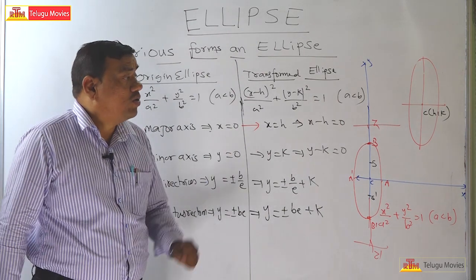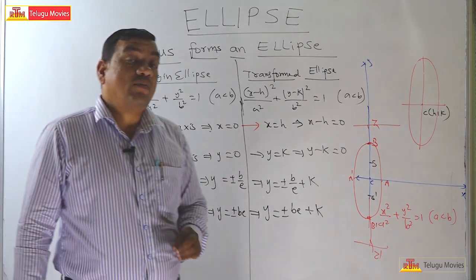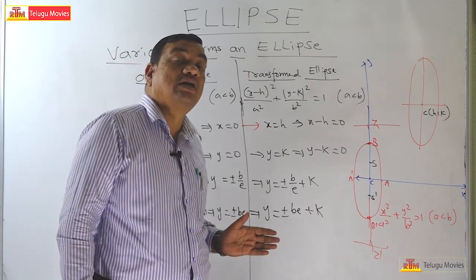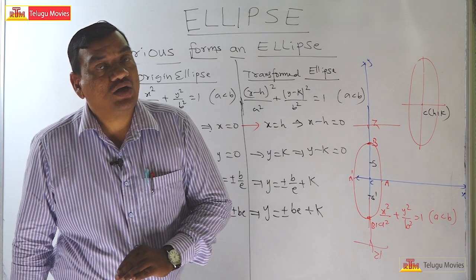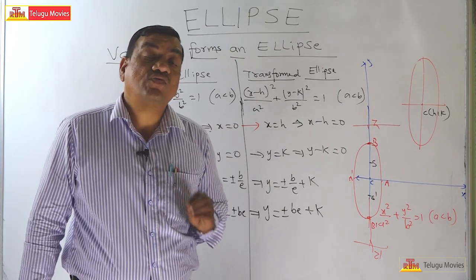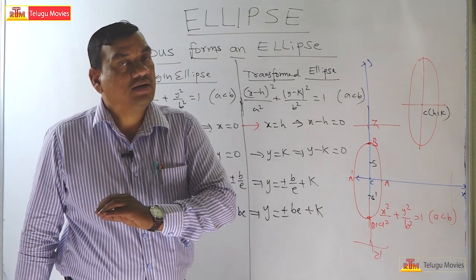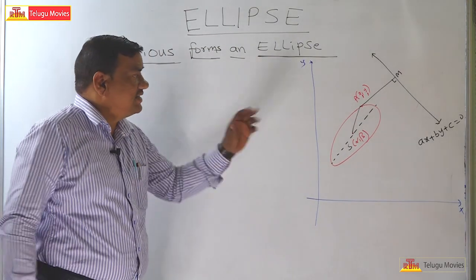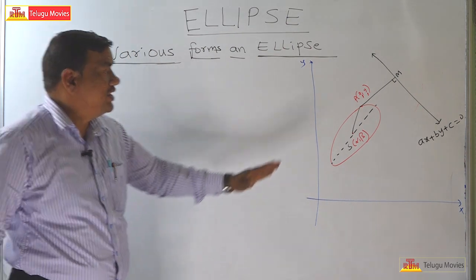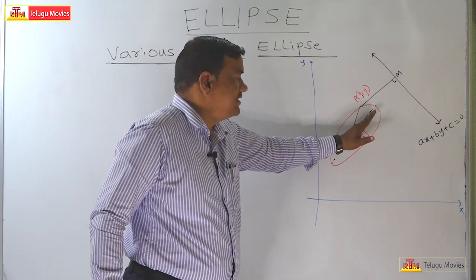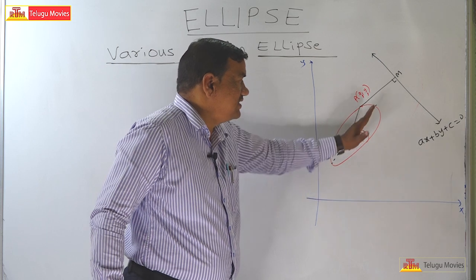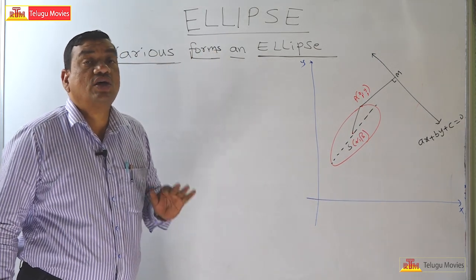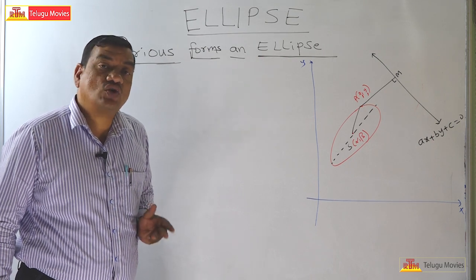Okay. Now we are going to see an ellipse whose major axis is neither parallel to the x axis nor parallel to the y axis. Then how to find out the equation of that ellipse. Okay? So let us continue the class. Welcome back. Let us see this ellipse. So here the ellipse's major axis is neither parallel to the x axis nor parallel to the y axis. Okay? So then how to find out the equation of this ellipse.